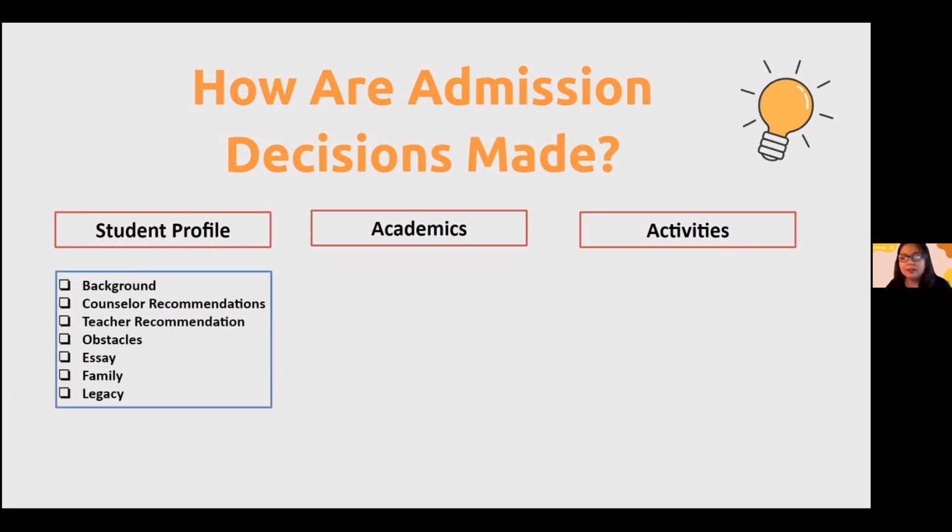So with student profile, let's look at their background. They'll have counselor recommendations, teacher recommendations, mentioning any obstacles or any adversity. They'll have their essay, family, and legacy. Family and legacy essentially means, do they have parents or relatives that have previously attended or have graduated from the university.